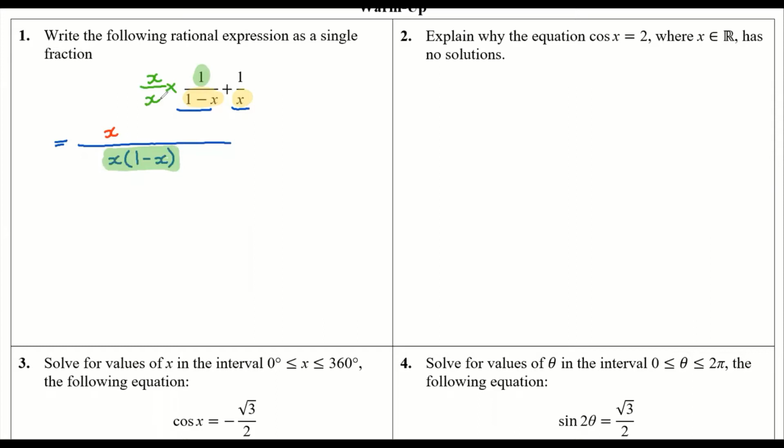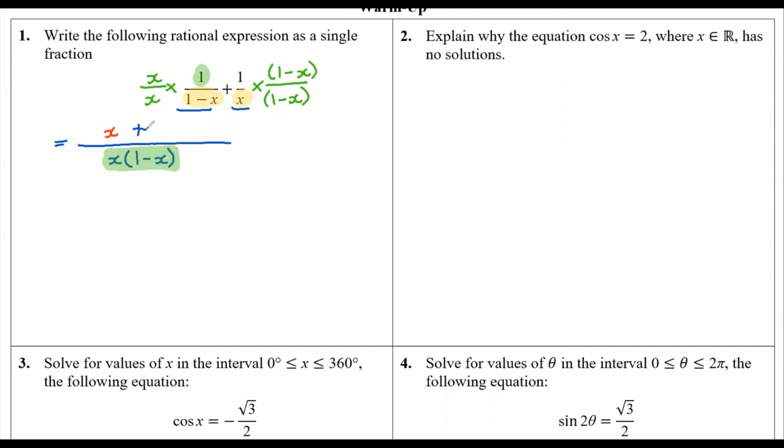Similarly, in the second fraction, we need the product x and 1 subtract x in the denominator, which means the numerator would also have to be multiplied by 1 subtract x. Okay, so that's how we establish a single fraction here.